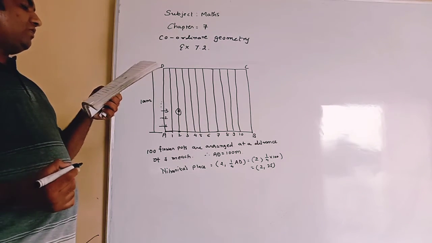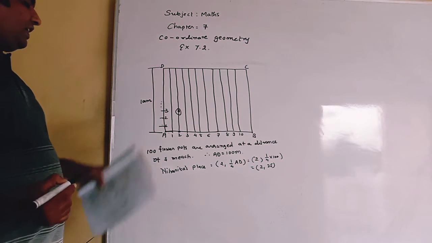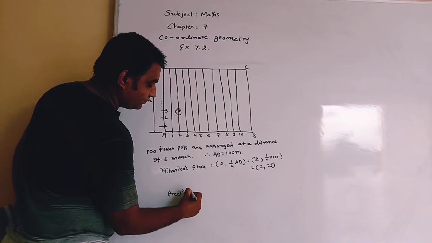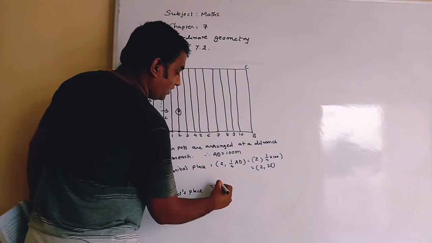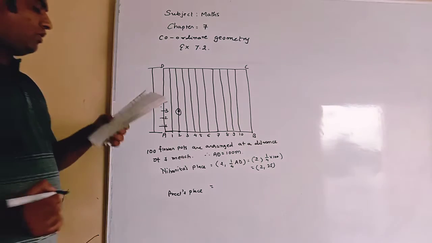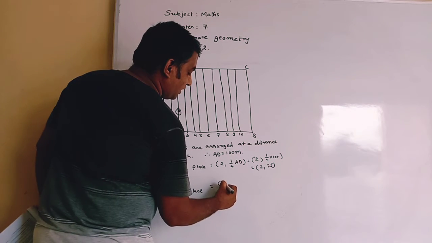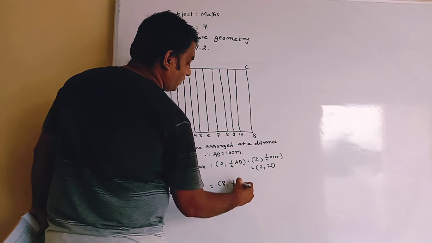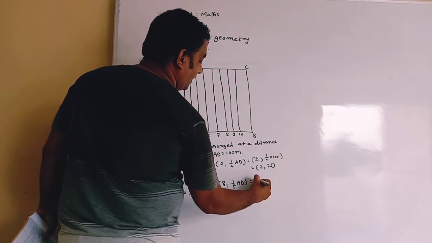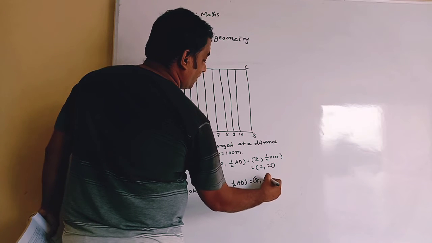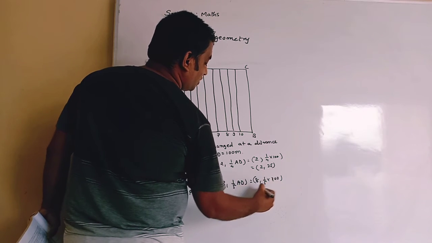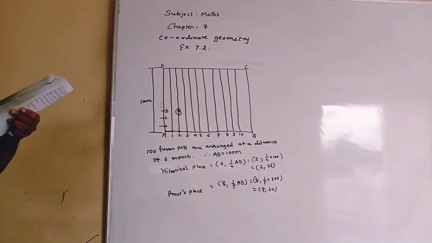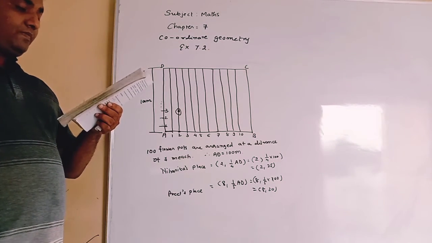Now Preet runs 1/5 of the distance of AD in the 8th line. So Preet's place will be in the 8th line, 1/5 of the AD. So 8th line means x = 8, and here 1/5 of AD, so 8 comma 1/5 into 100. So it will be (8, 20). So Preet's place is (8, 20).